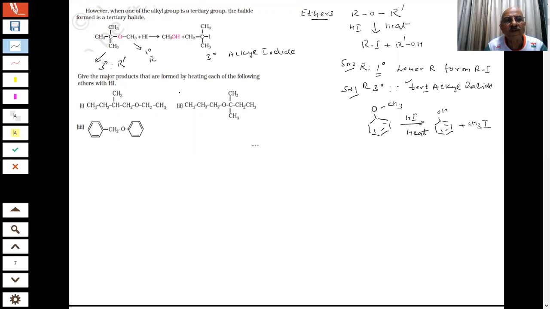So for example, we are starting with a question. Give the major products that are formed by heating each of the following with HI. You have to tell fast: you are heating this with HI, what will be the major products in these cases? He is asking for major products, because there could be more than one product. What will be the major product in the first case?